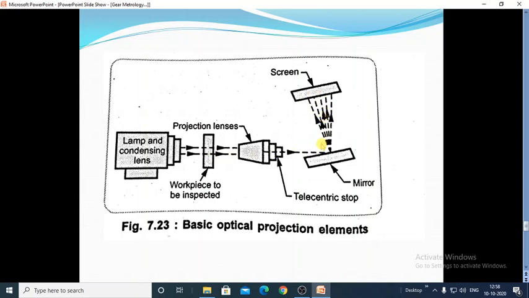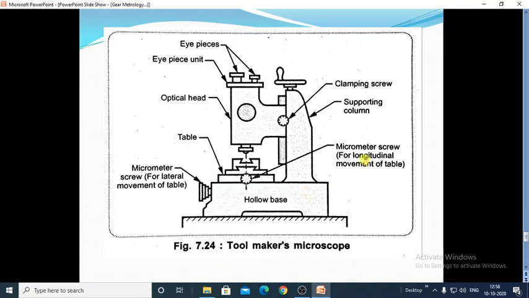the gear is inspected. Now next is the tool maker's microscope. We have seen this in a previous lecture also, but let us see it once again. In this you can see the diagram. Whatever base is there, it is hollow. Two micrometers are there for lateral and longitudinal movement of the table.